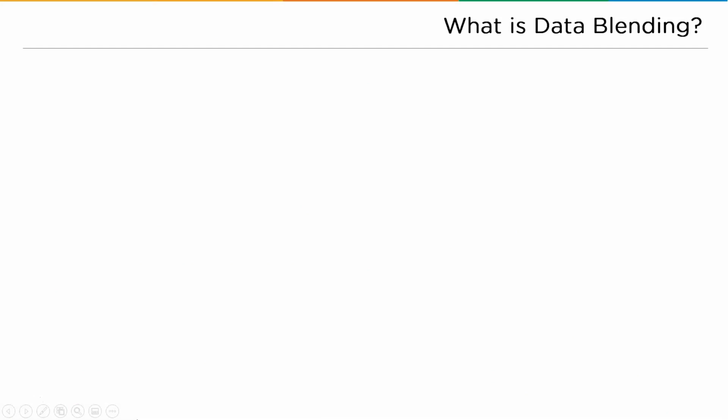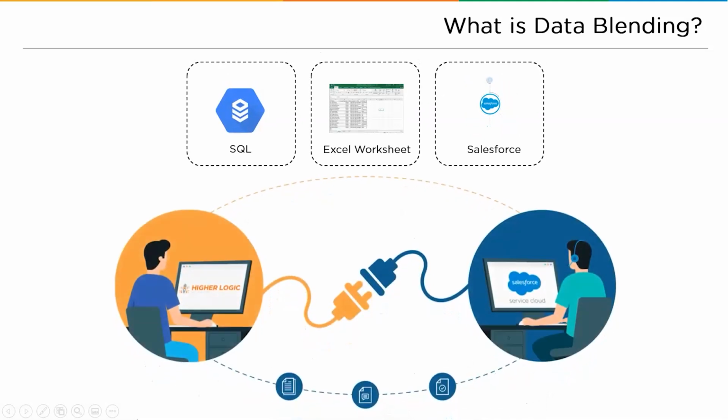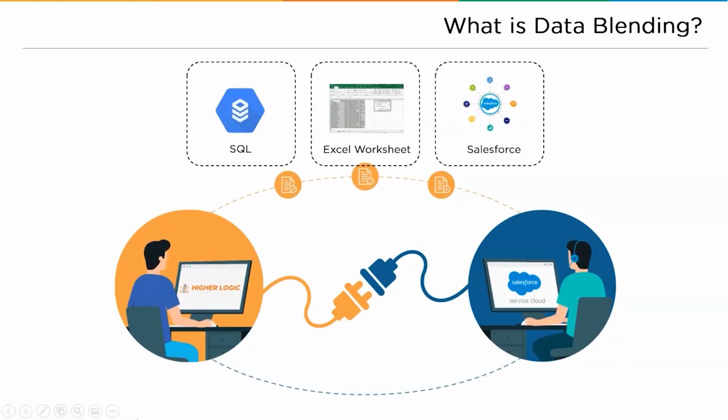So it might be a little complicated to understand, so let us make it a little simple. Let's imagine that you have data. Some of your data is present in your SQL database, and some of your data is present in an Excel worksheet, and some data is present in your cloud, say Salesforce. So your duty is to combine all your data from different sources, that is SQL, worksheet, Salesforce, and work on it.